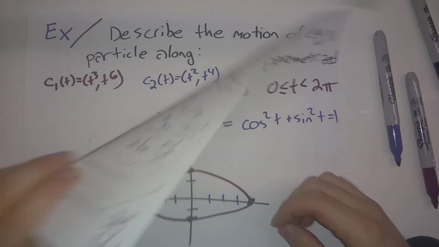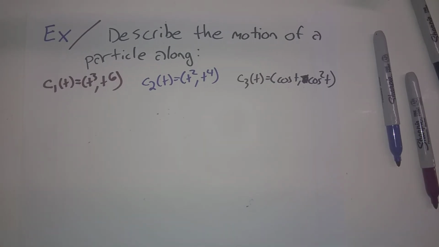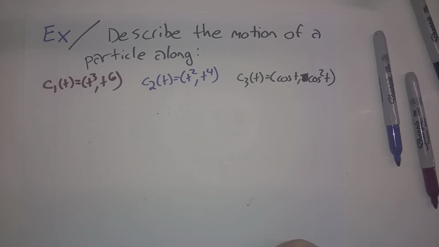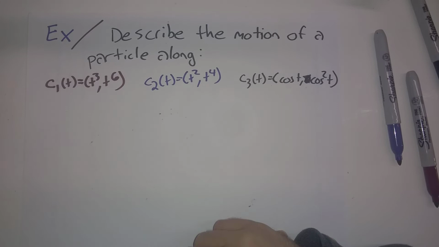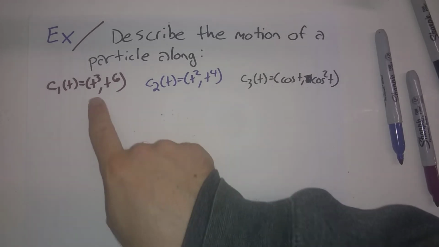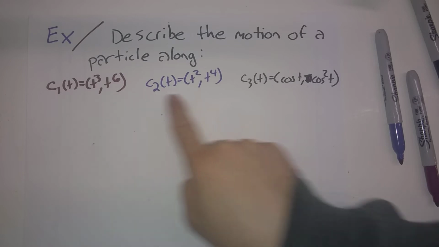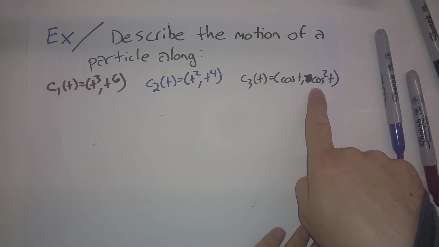Okay, another thing to talk about, we already mentioned this in the lines video, is that the same curve can have different paths that we take, different ways of traversing it. So let's describe the motion of the particle along these three curves, and we're going to assume that the allowable t values are as big as we can have. c1 of t is t cubed comma t to the 6th. c2 of t is t squared comma t to the 4th. c3 of t is cosine t comma cosine squared t.